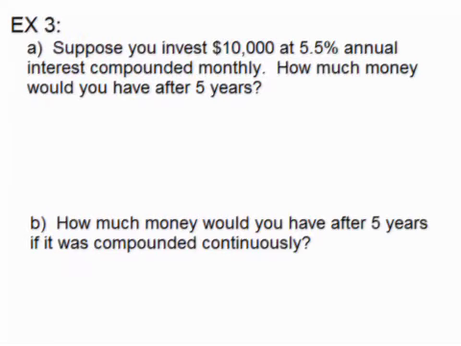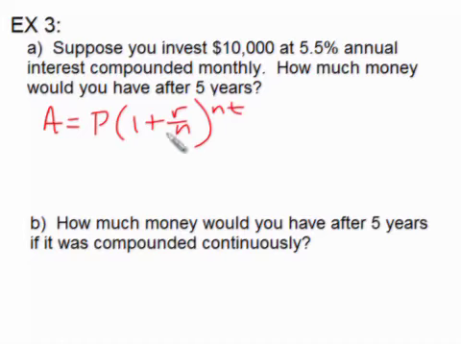Example 3. Suppose you invest $10,000 at 5.5% annual interest, compounded monthly. How much money would you have after 5 years? Part A, we're compounding monthly. We'll use the first formula, which tells us that A equals P times the quantity 1 plus R over N to the NT. Since we're looking for how much money we would have, we want to solve for A. P is the principal, or the amount invested. We invested $10,000 in this case.